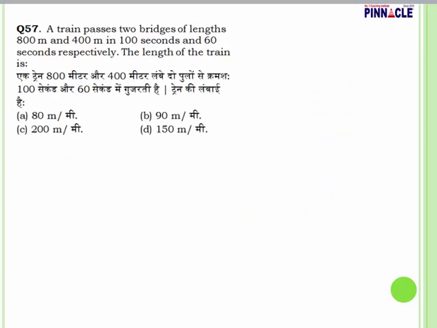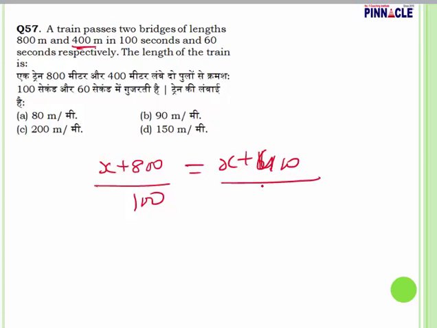Question number 57. A train passes two bridges of length 800 meter and 400 meter in 100 second and 60 second respectively. Length of the train would be how much? Let's say length of train is x. x plus 800 meter, that is length of train plus length of bridge, divided by time 100, total distance divided by time would be speed. Speed in both cases would be equal. So x plus 400 divided by 60 is also speed. Speed in both cases is equal.